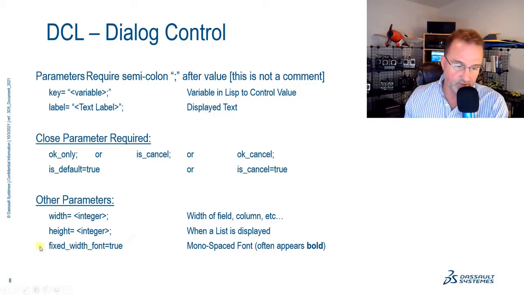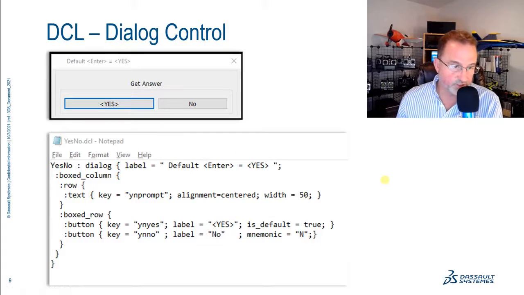So sometimes I use this as a trigger in certain areas of a dialog box that I want to either be more bold or needs to line up with something else. So you might see examples of me using a fixed width font for certain types of interfaces. So here's an example of a DCL file that represents our yes/no dialog box.